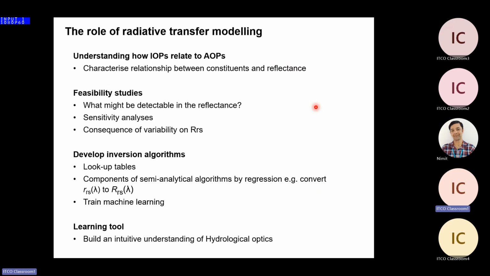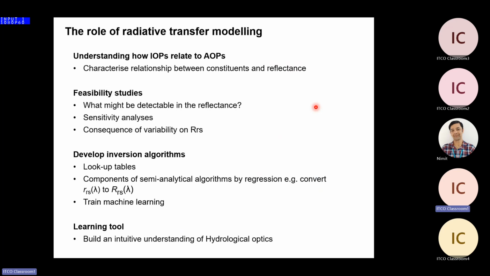But actually, what you really want to know is what's the variability in the reflectance. If it's a remote sensing objective, is that variability actually reflected in the reflectance? You might be lucky in that there might be a lot of variability, but it might not actually make that much difference to the reflectance. So you can use models to assess this kind of thing, like what are the consequences of these variabilities.